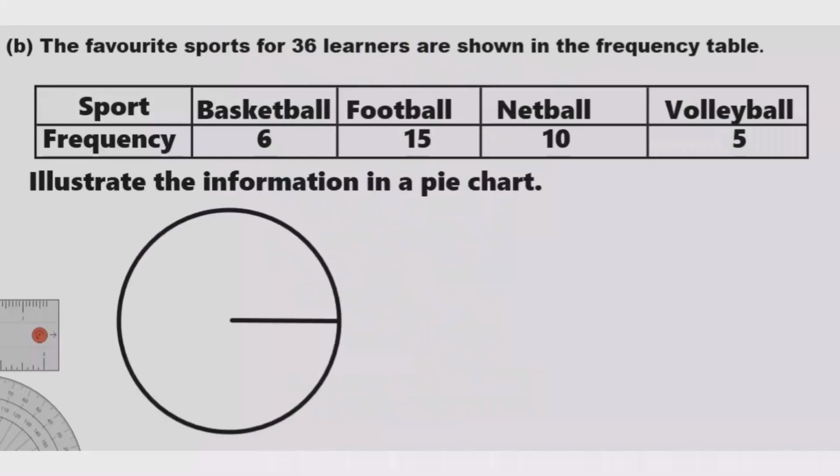Question 7b was as follows. The favorite sports for 36 learners are shown in the frequency table. So you can take time and look at the frequency table.